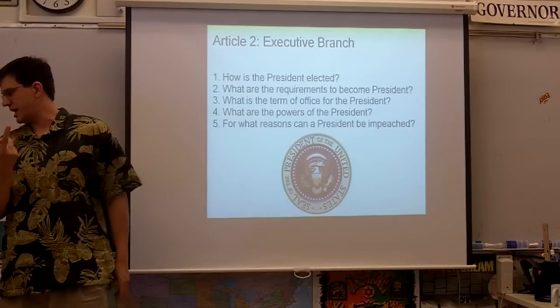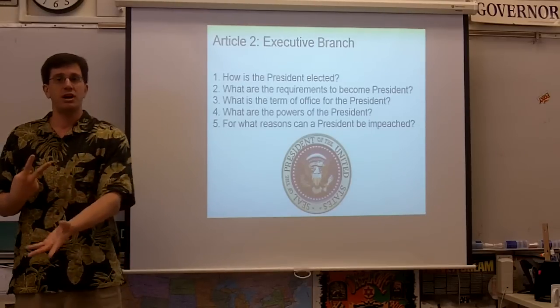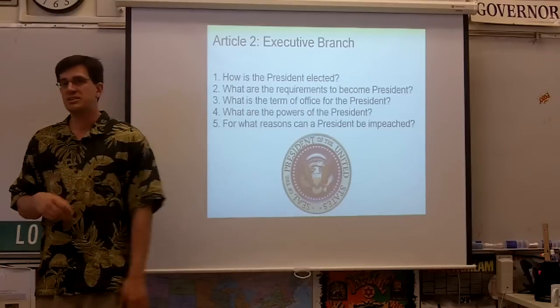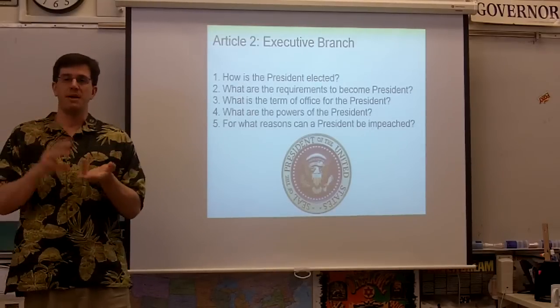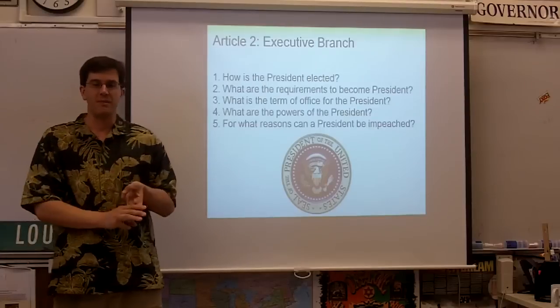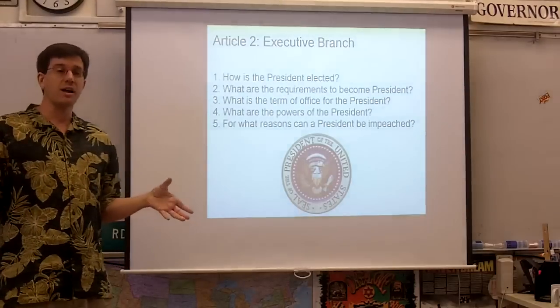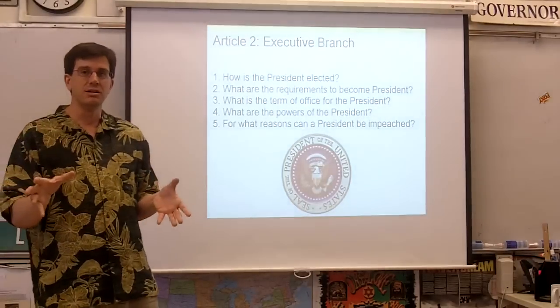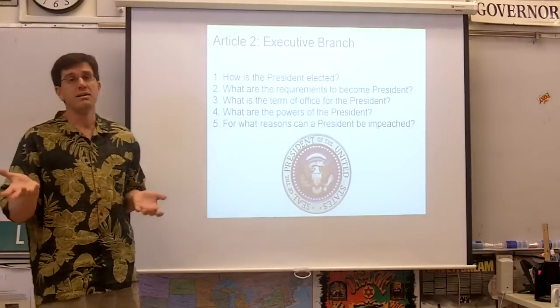The President can sign treaties with foreign countries, but they're not law until the Senate ratifies that treaty by two-thirds. Third, the President can appoint ambassadors, members of the cabinet, new Supreme Court justices, but all of these high-ranking government officials are nominated by the President and then confirmed or approved by the U.S. Senate.